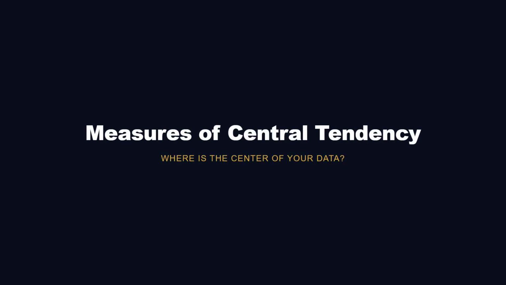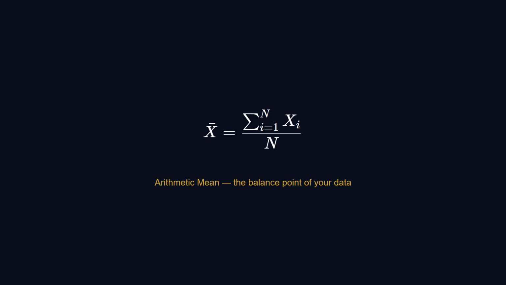Part 1. Measures of central tendency. Where is the center of your data? The arithmetic mean. You already know this one. Add up all the values and divide by how many there are. X bar equals the sum of all xi values divided by n.